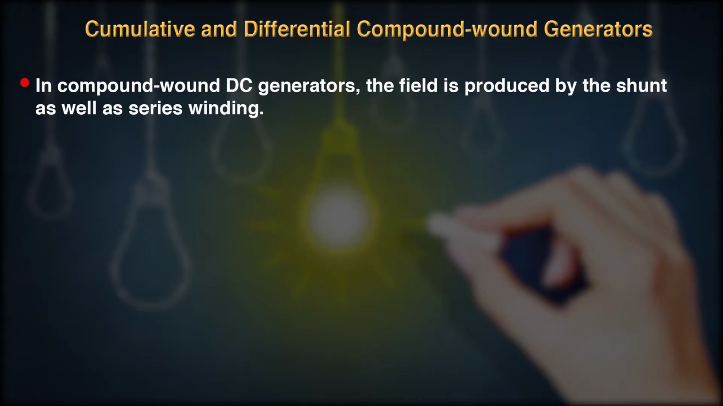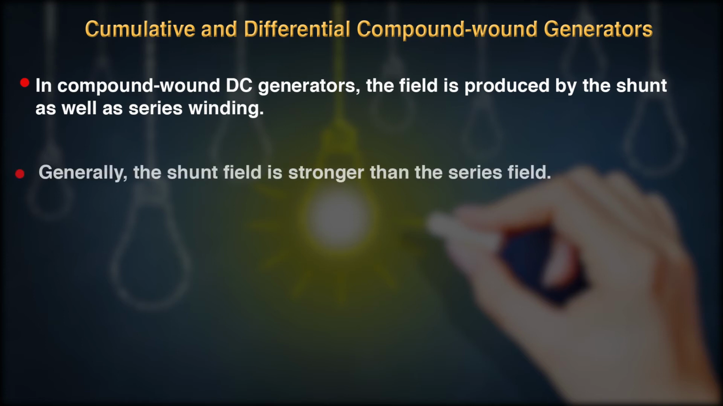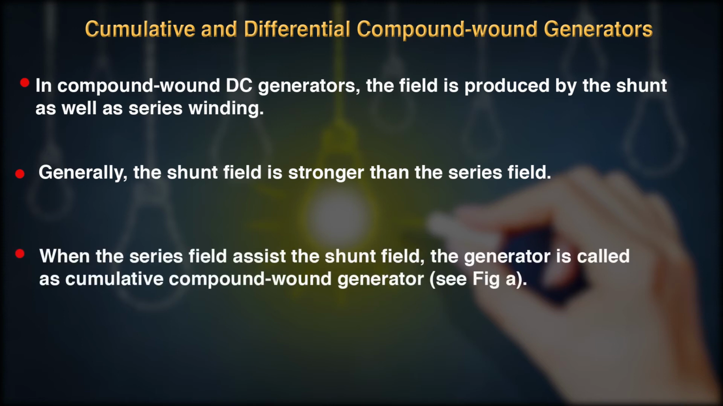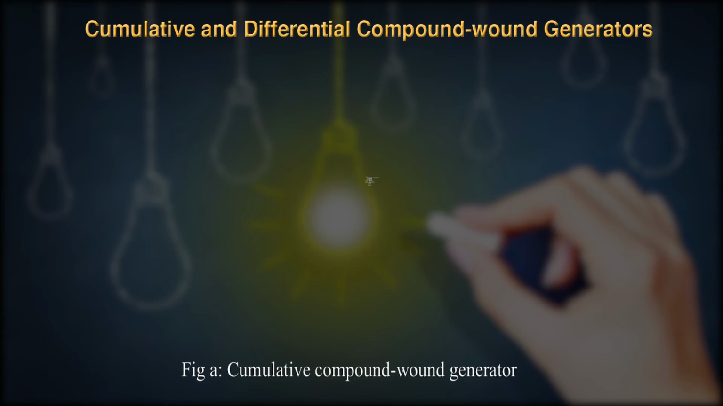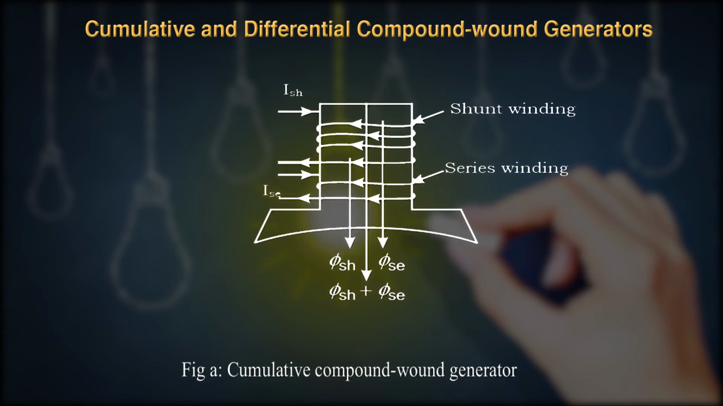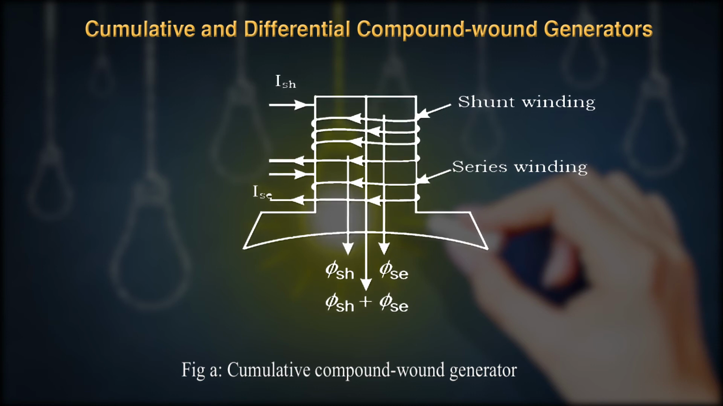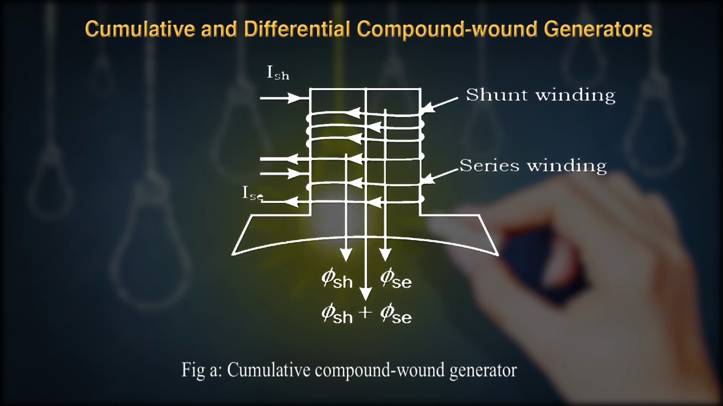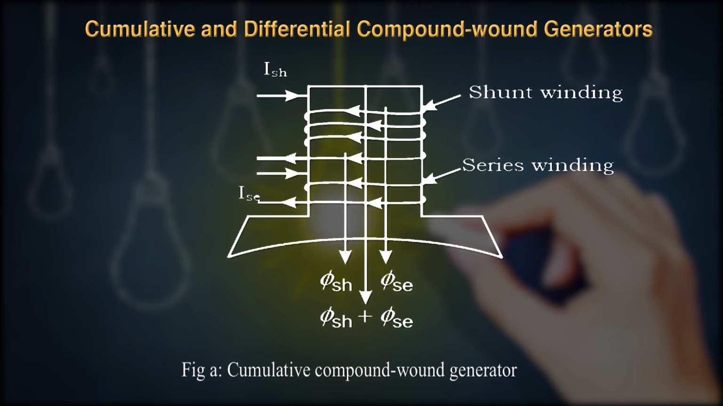Now we are going to discuss cumulative and differential compound wound generators. In a compound wound DC generator, the field is produced by the shunt as well as the series winding. Generally, the shunt field is stronger than the series field. When the series field assists the shunt field, the generator is called a cumulative compound wound generator, as shown in the figure. So here you can see in the figure that the shunt field and series field are producing flux in the same direction. This direction of the flux can be checked with the help of the screw rule.